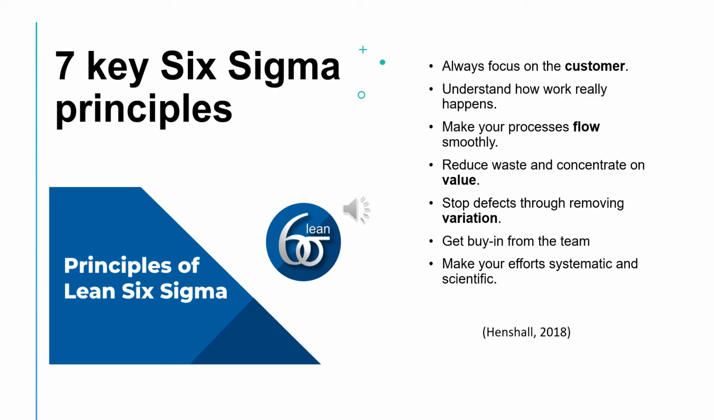There are seven key Six Sigma principles. Always focus on the customer. Understand how work really happens. Make your process flow smoothly. Reduce waste and concentrate on value. Stop defects through removing variation. Get the buy-in from the team and make your efforts systematic and scientific.